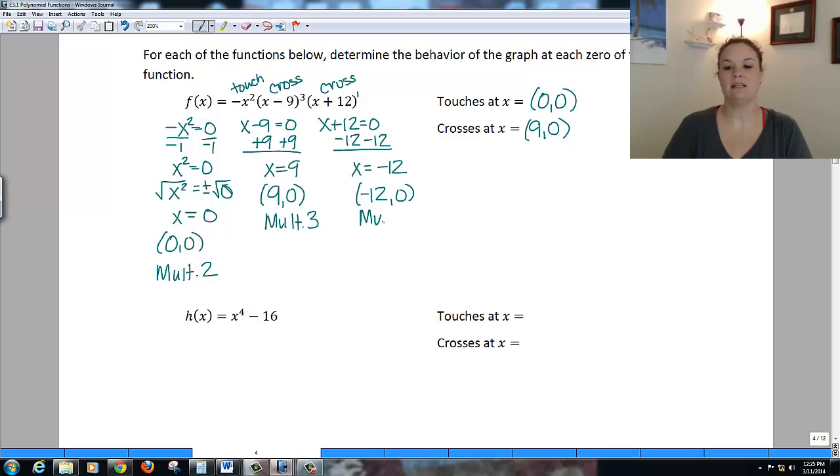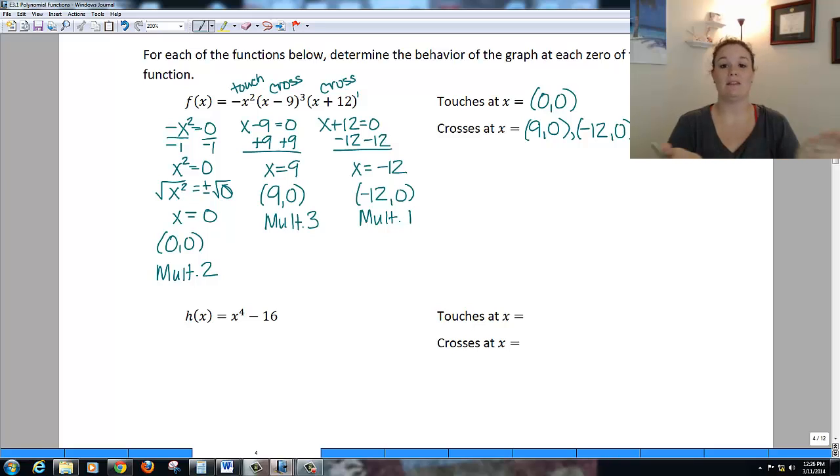And here, I didn't have any multiplicity, right? I have multiplicity 1 because I only have 1 copy. So if I have 1 copy, that means it also crosses at that x-intercept. So it crosses at negative 12, 0. Okay?